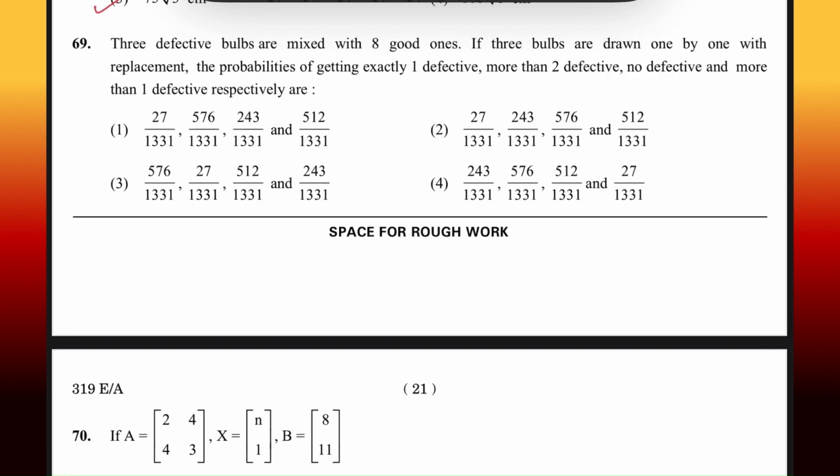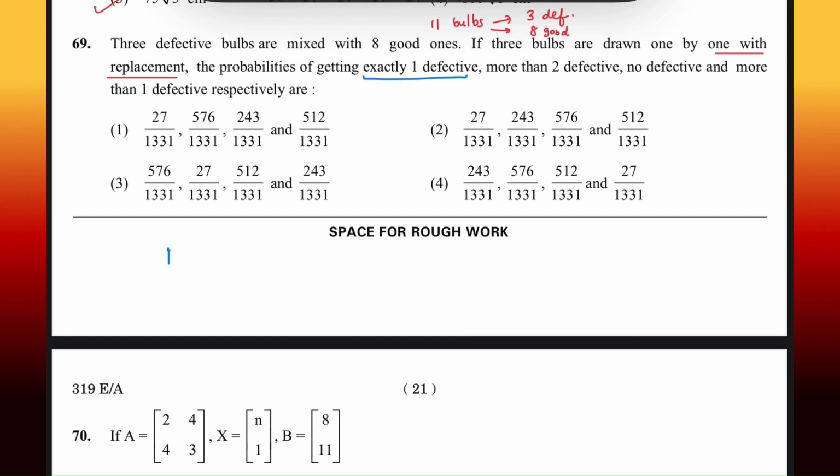Moving on to the next question, question number 69. So you have 3 defective bulbs mixed with 8 good bulbs. So you have a total of 11 bulbs, out of which 3 are defective and 8 are good. Okay, so 3 bulbs are drawn one by one with replacement. So you actually draw the bulb and put it back again. So let's find the probability of exactly one defective.